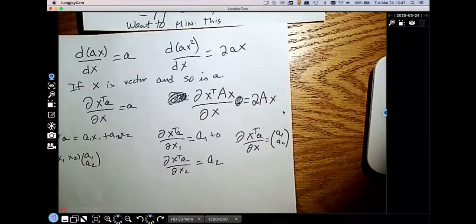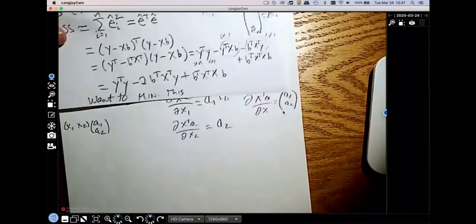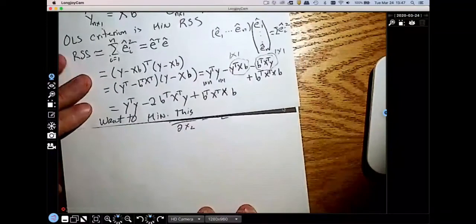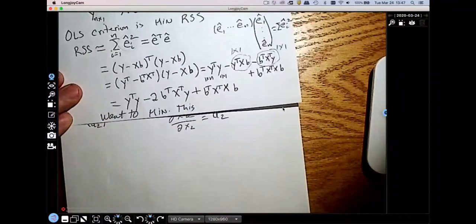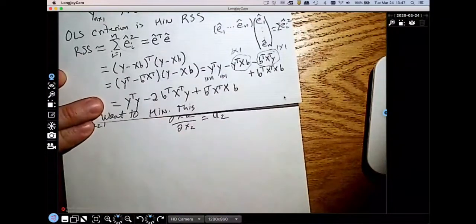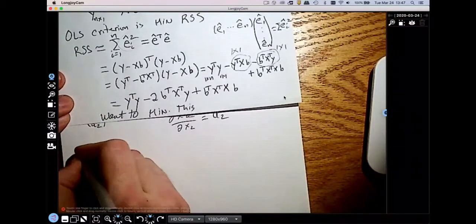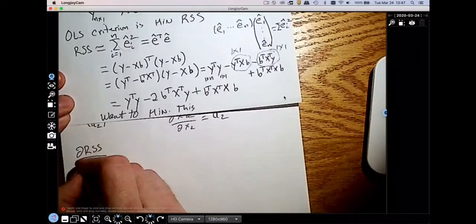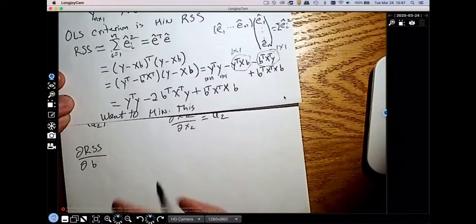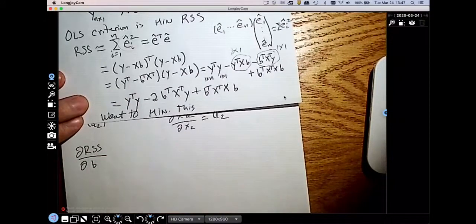All right, so let's go back to what we had before. And so if I want to minimize this function, I need to take the partial derivative of this with respect to my parameter, which in this case is the b.